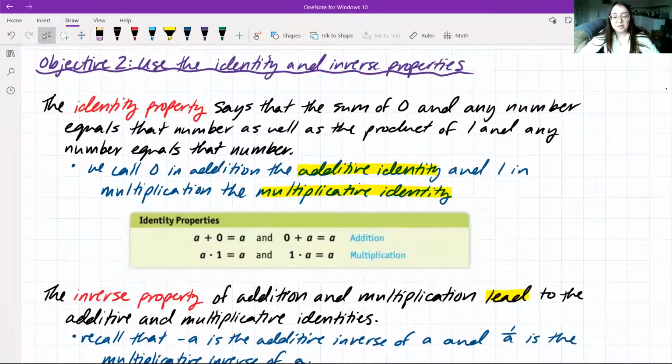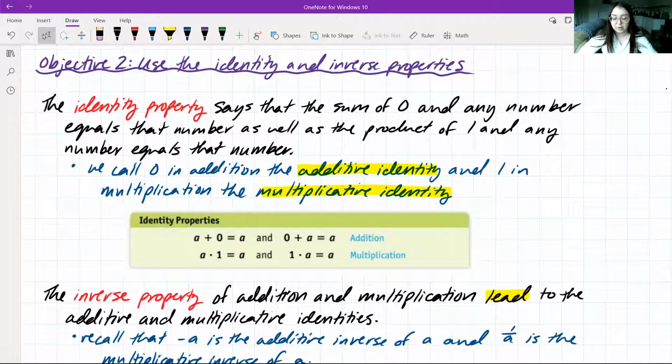So objective 2, we want to use the identity and the inverse properties. So the identity property says that the sum of 0 and any number equals that number, as well as the product of 1 and any number also equals that number. So our identity property is saying that if we take any number and we add it to 0, we're still going to have that number. So we have an addition portion. And then we have that any number times 1 is still going to be that number. And that would be our multiplication portion.